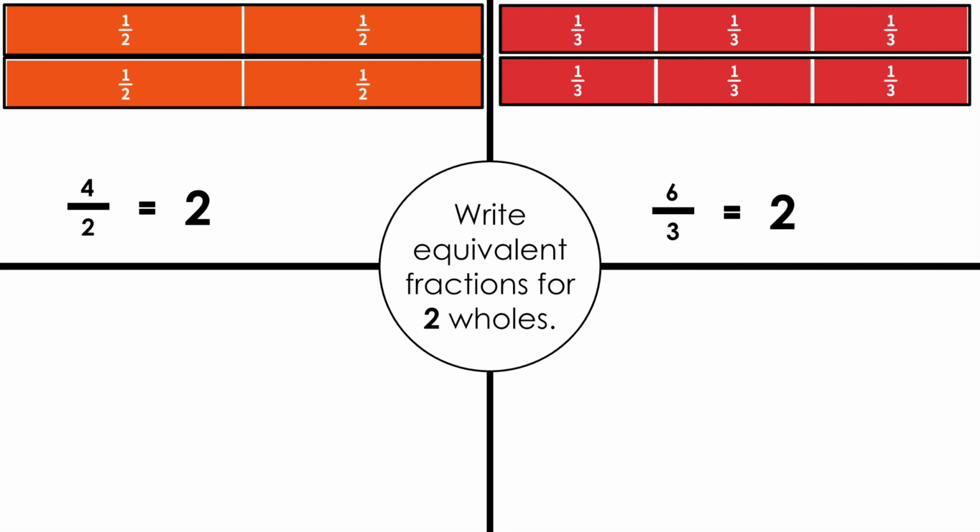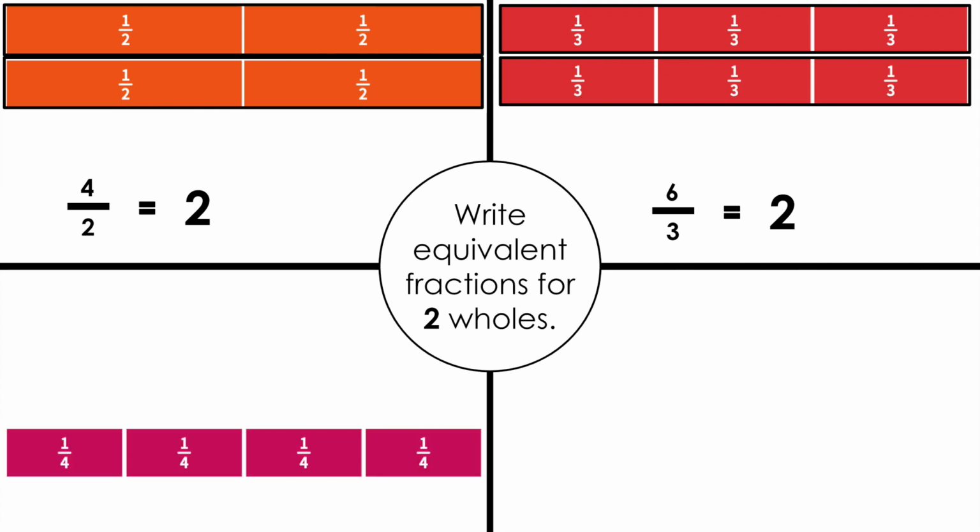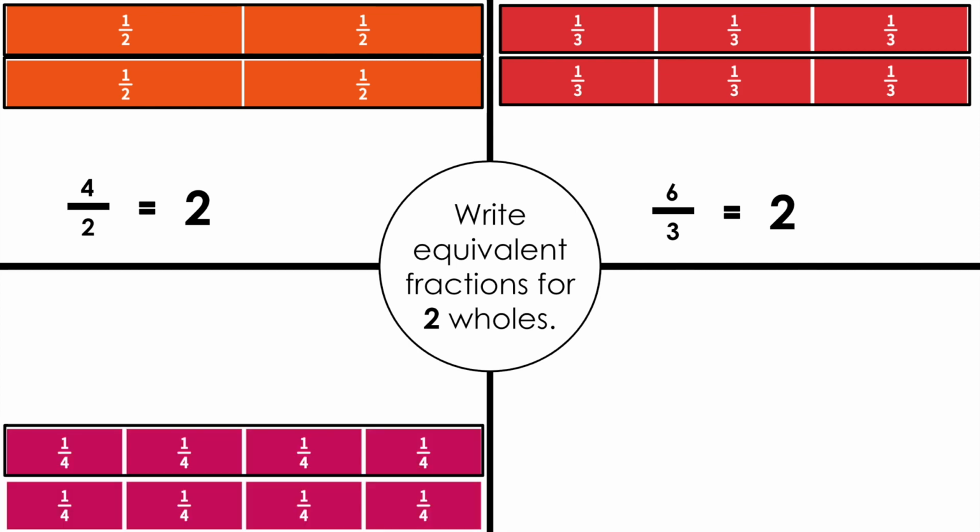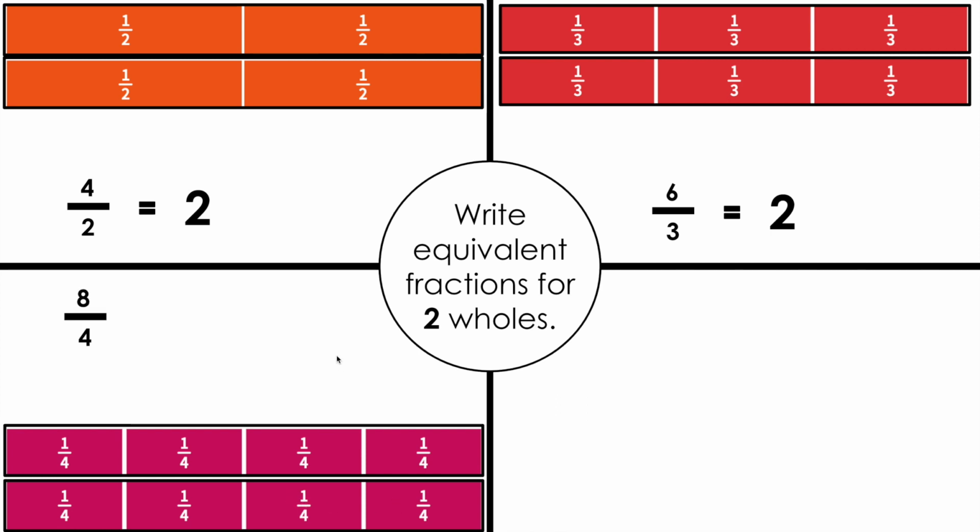Let's make an equivalent fraction using fourths. 4/4 makes 1 whole. Another 4/4 makes 2 wholes. We have 4/4, 5/4, 6/4, 7/4, 8/4. 8/4 is equivalent to 2 wholes.